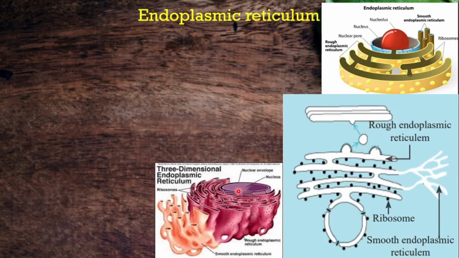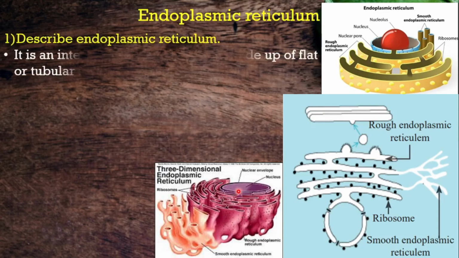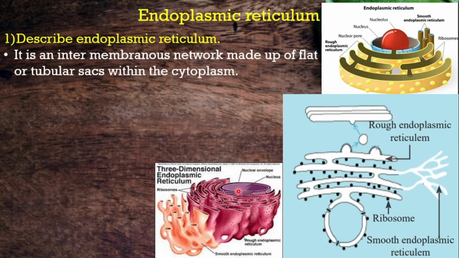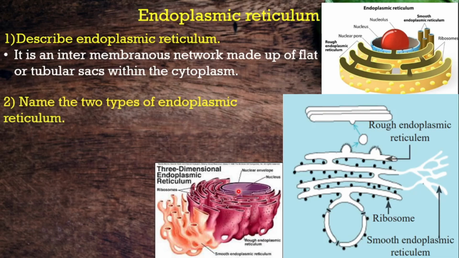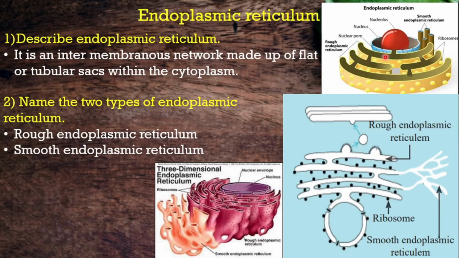Now let's look at the next one. Endoplasmic reticulum. Describe the endoplasmic reticulum. It is an intermembranous network made up of flat tubular sacs within the cytoplasm. Name the two types of endoplasmic reticulum. The first one, rough endoplasmic reticulum and smooth endoplasmic reticulum.